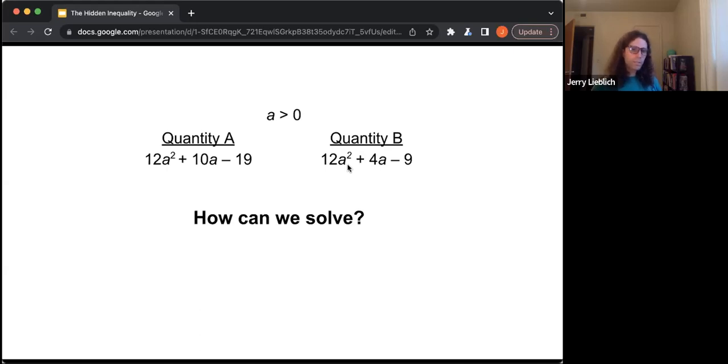But I might also notice, wait a second, I've got 12a squared, 12a squared. These things look similar. What we're going to ask is, can I use the similarity between the two sides as a way to make this problem a little simpler? We're going to come back to this in a second. First, I want to look at a much, much simpler problem.